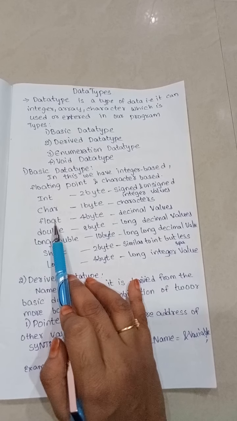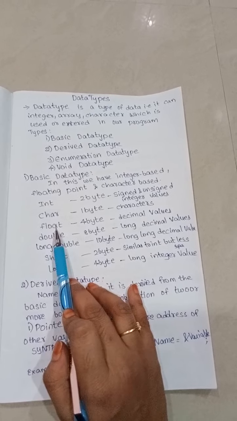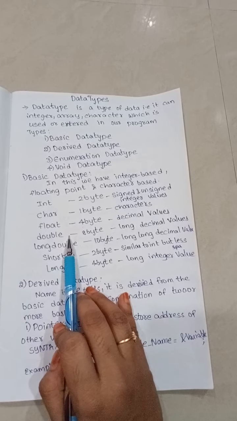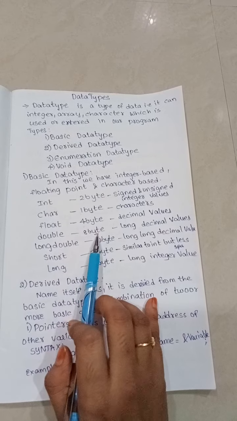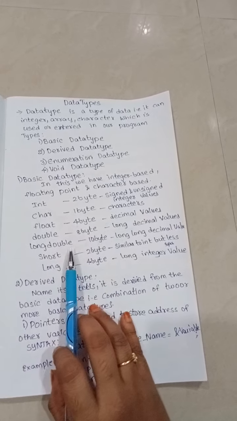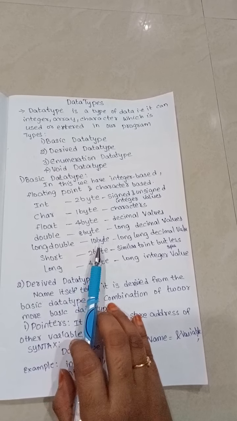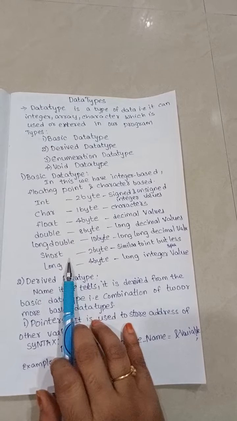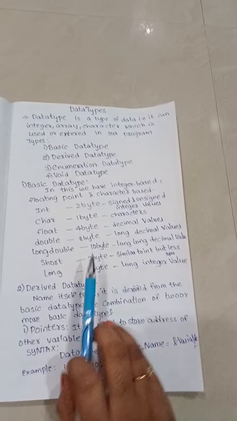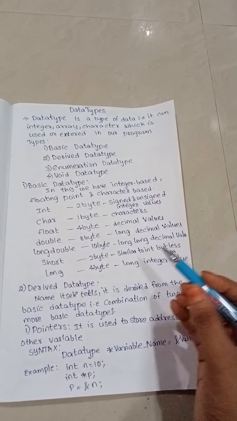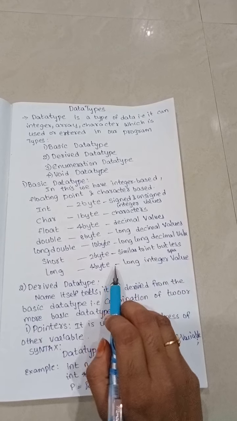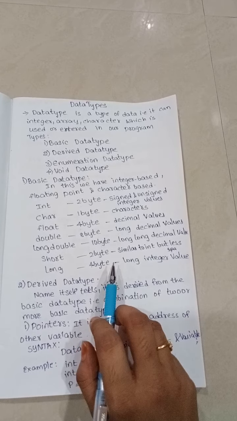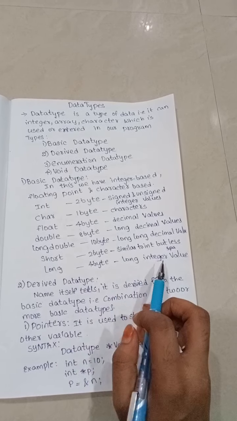Next is float. It is used to store decimal values. It will take 4 bytes. And next one is double. It is used to store long decimal values and it will allocate 8 bytes. Long double is used to store long decimal values and its allocation is 10 bytes. And next one is short. It is used to store short integer values and the memory allocation for this will be 1 byte. Next one is long. It will store unsigned long integer values.